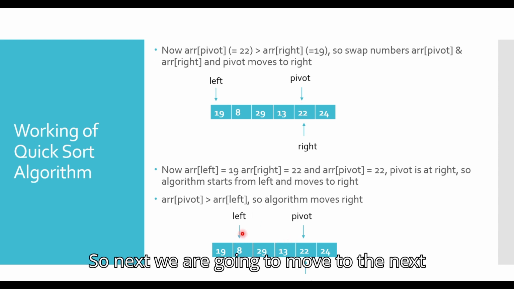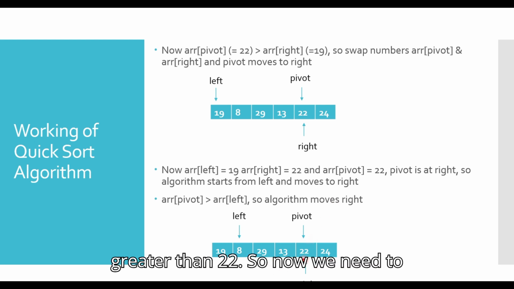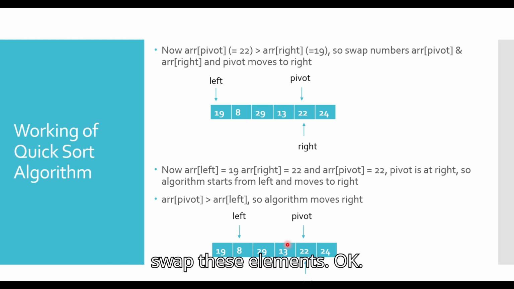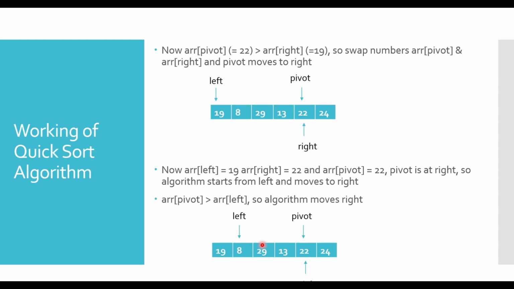Next we move to the next index, 29, and the pivot element is 22. 29 is greater than 22, so now we need to swap these elements. In place of 29 we will get 22, and in place of 22 we can see 29, and the pivot position will change to the third index.